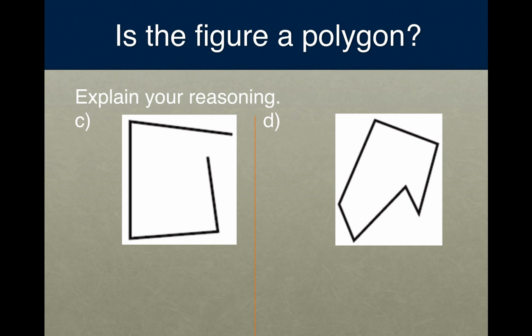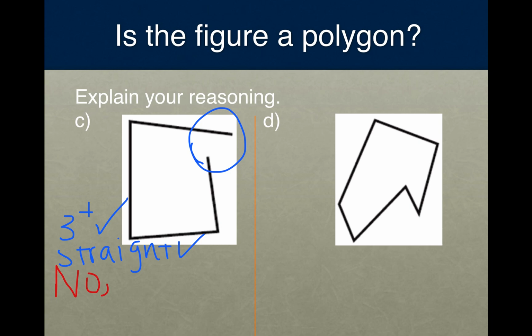Okay, let's talk about polygon C. So let's see, if we look at it, there are 3 plus lines. Our lines are straight. But if we look right here, it is not closed. So we say no, it's not a polygon because it's open.